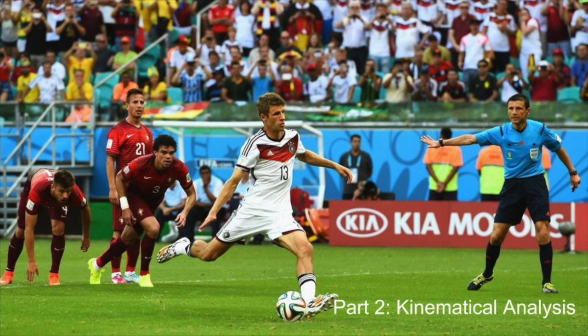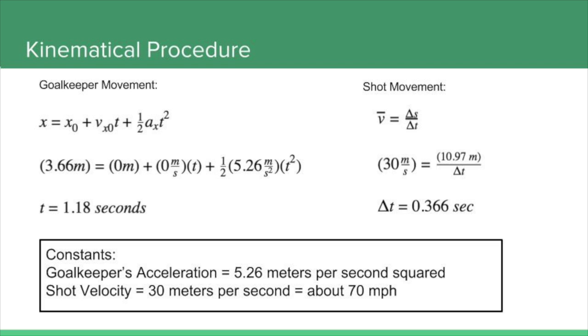For the next part of my research, I studied the physics behind the penalty kick. Based on a study published in the Journal of Sports Science, high-speed cameras analyzing penalty kicks during the most recent FIFA World Cup reported that the goalie's average acceleration is 5.26 meters per second squared. The average shot velocity is 30 meters per second, which is about 70 miles per hour.